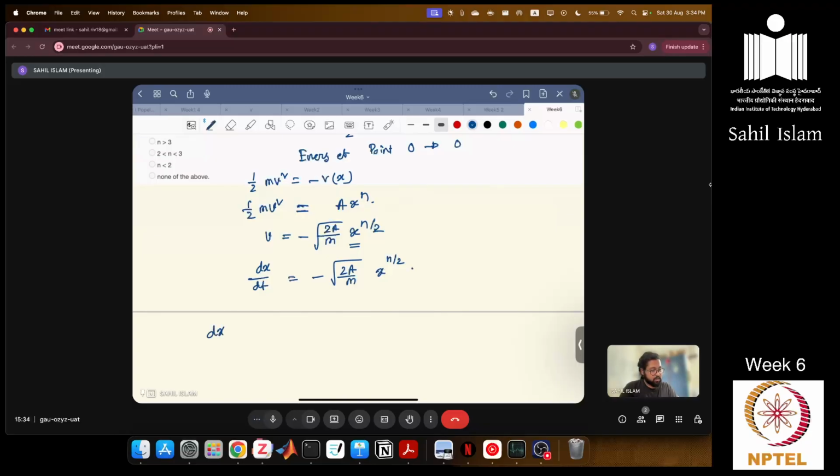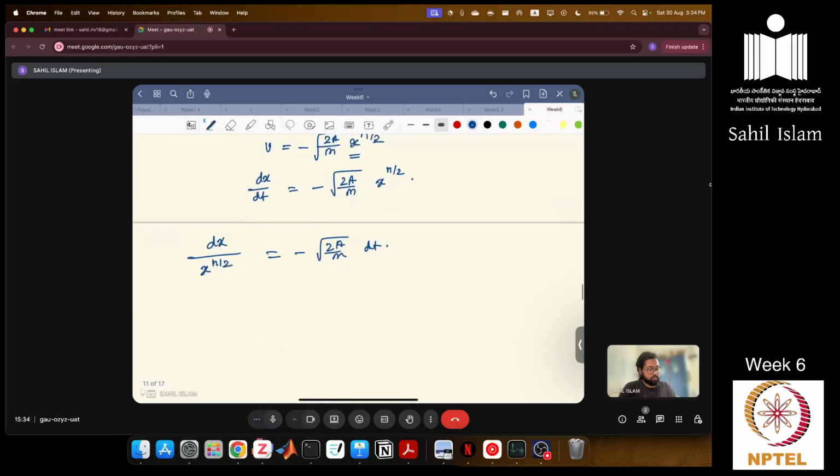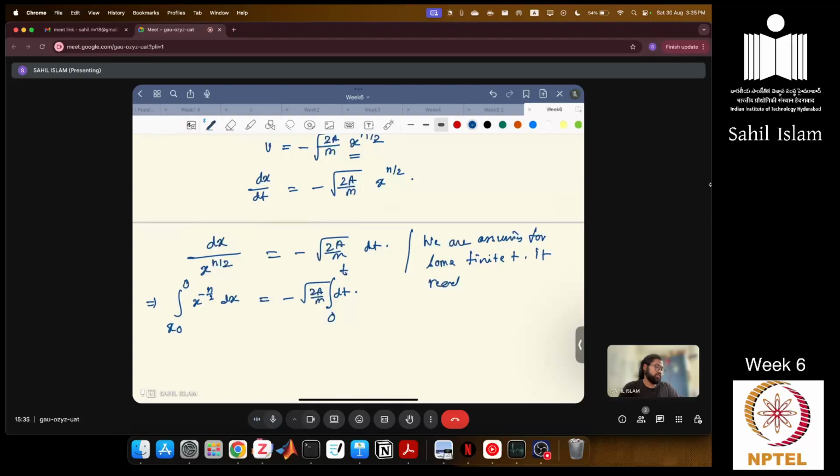So dx by x to the power n by 2 equals minus root 2a by m dt, which is x to the power minus n by 2 dx equals minus root 2a by m dt. So we integrate from 0 to t. At t equal to 0, it was at x0, and at some finite t, we are assuming, it reaches x equals 0.